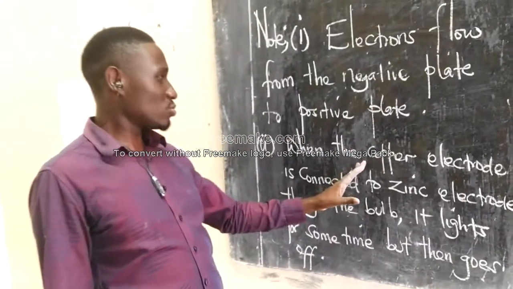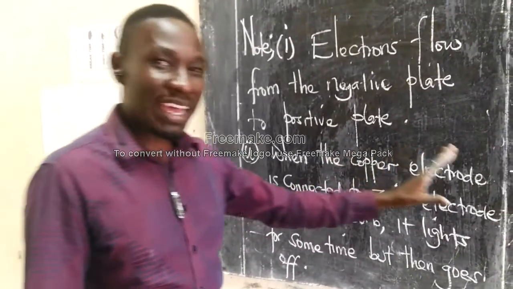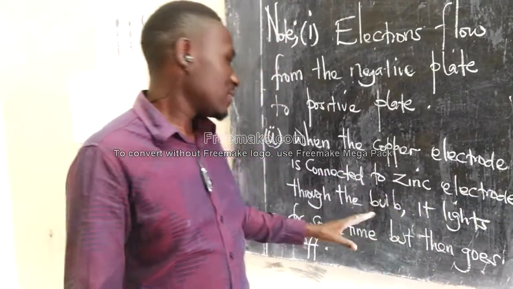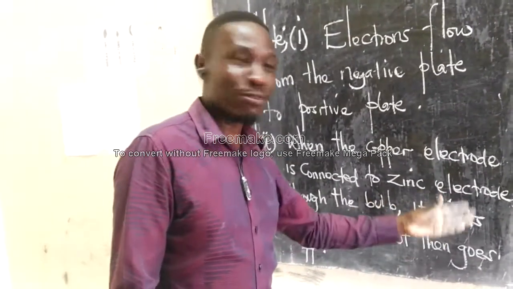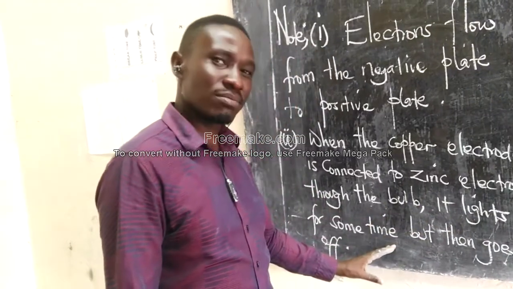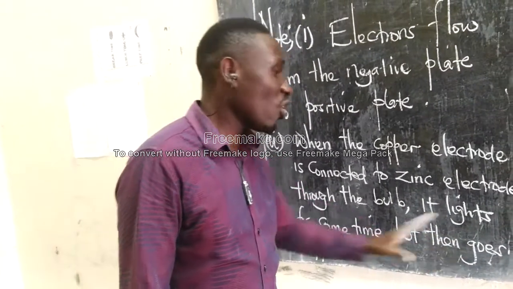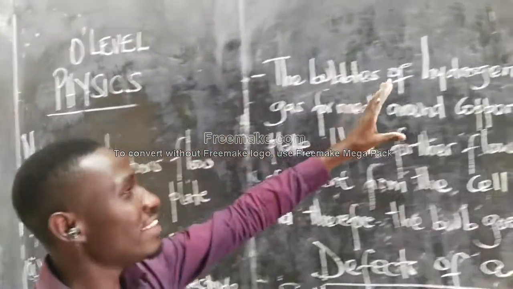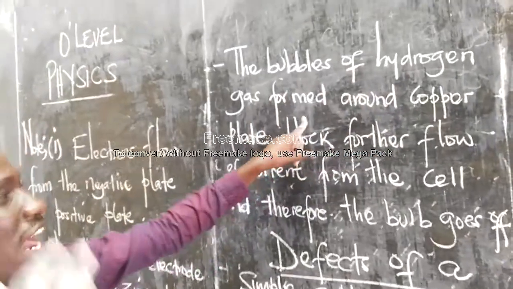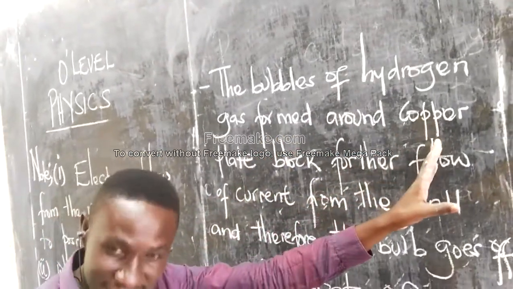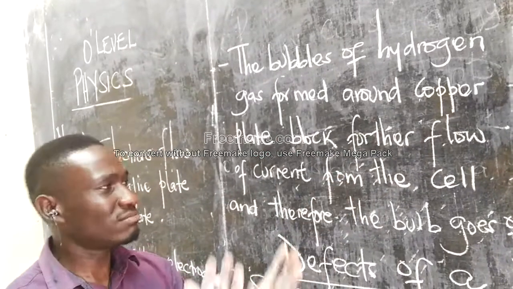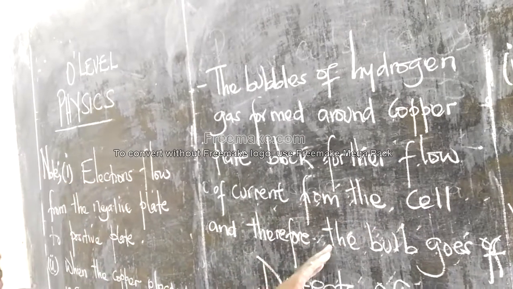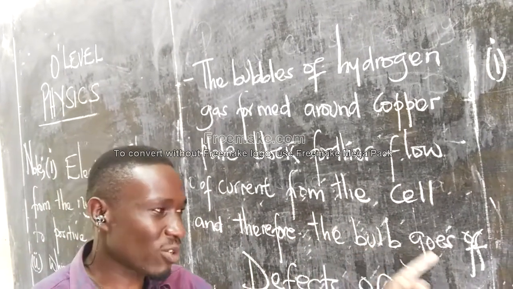Another important point to note: when the copper rod is connected to the zinc rod through the bulb, the bulb will give off light for some time. But then it will go off. And I remember telling you it will go off because the bubbles of hydrogen gas which are formed around the copper plate block further flow of current from the cell. And therefore, the bulb automatically will go off.